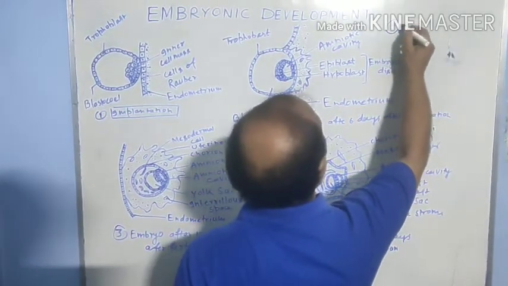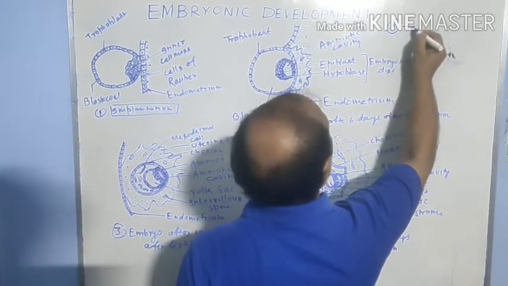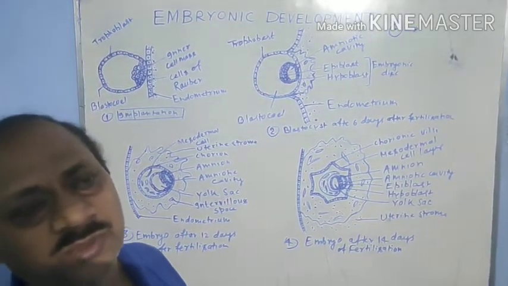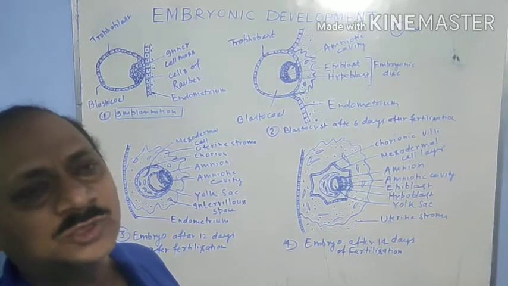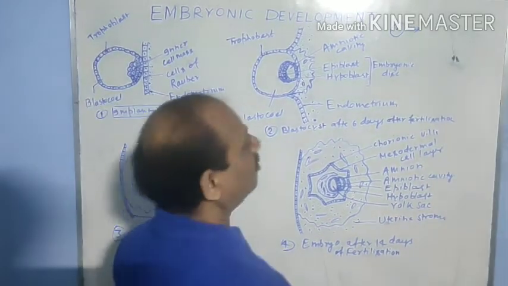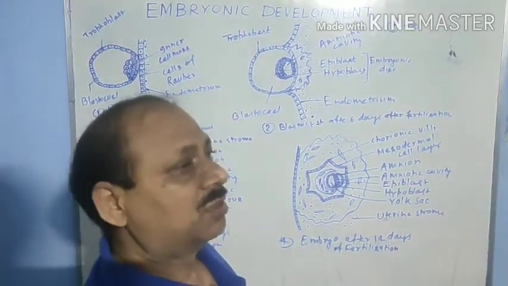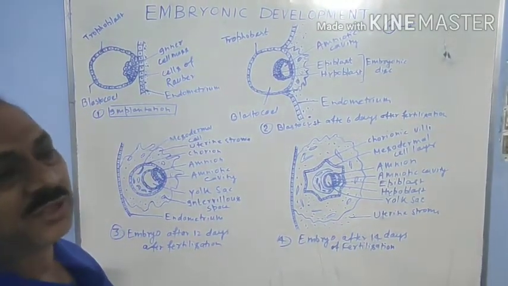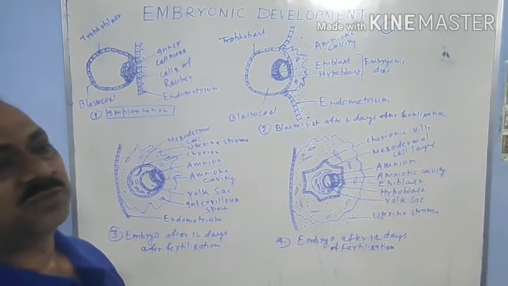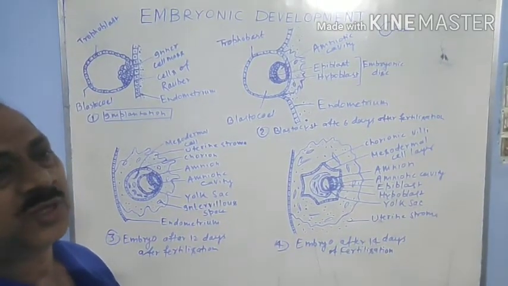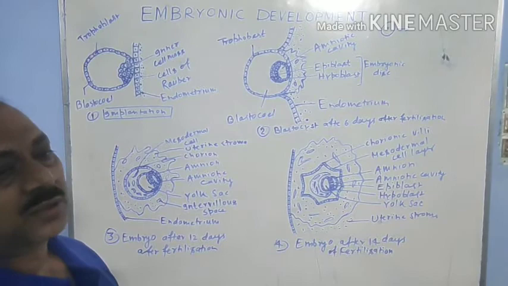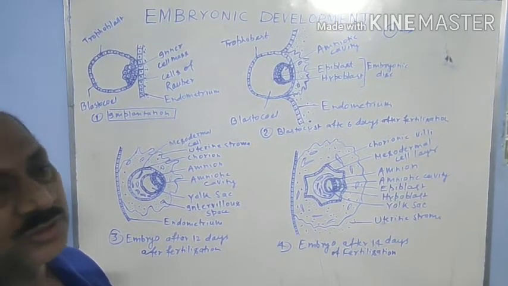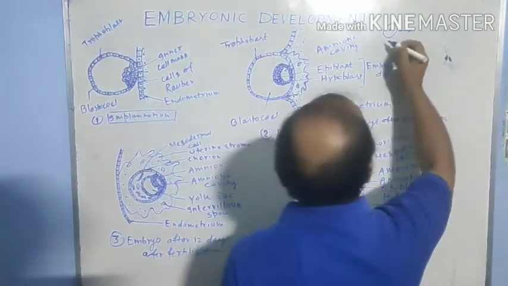The zygote is a diploid cell. It undergoes a series of repeated mitotic divisions, as a result of which a mass of cells is formed. This process is known as cleavage. It means cleavage is a process by which a single diploid zygote is converted into a mass of cells. Like this is the zygote.